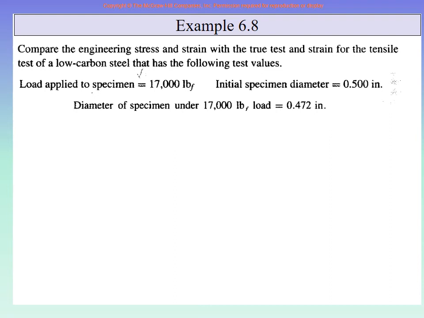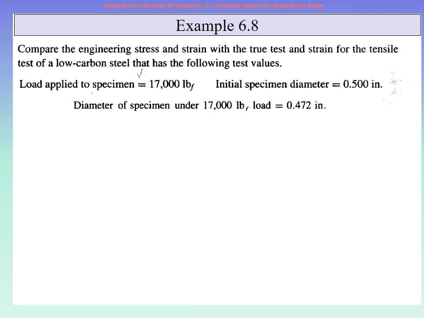So A naught L naught is equal to Ai Li. Do you understand? Because volume is constant. Therefore, Li upon L naught is how much? A naught upon Ai, right? So you have proved it. So now you can use that result.